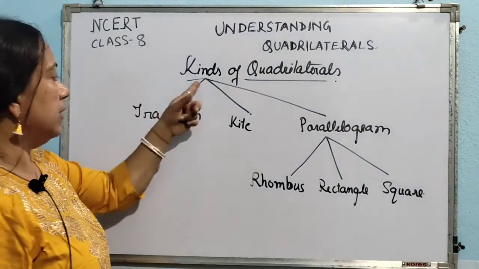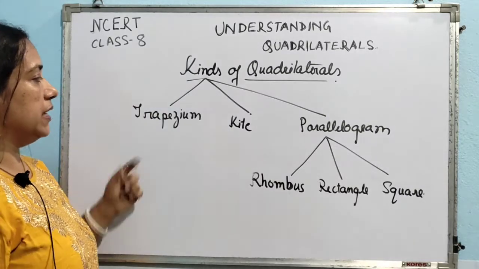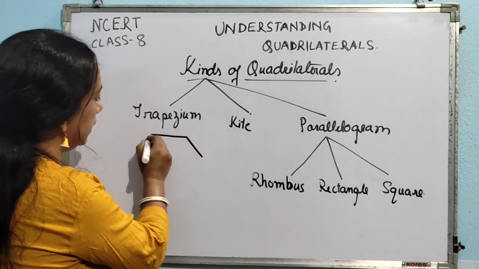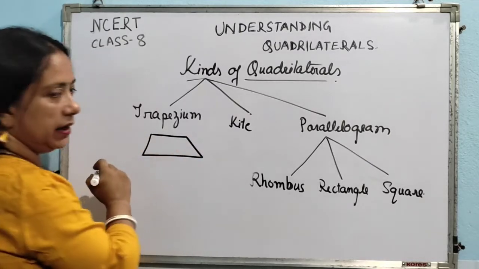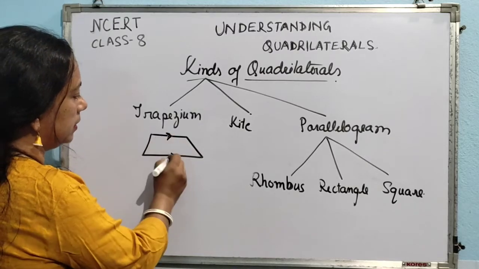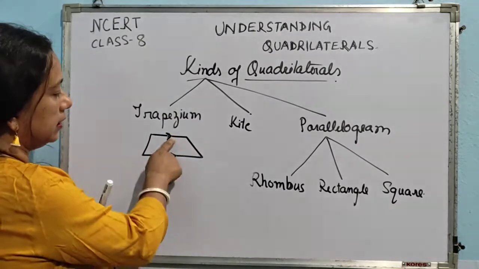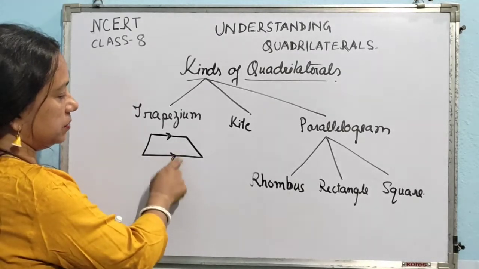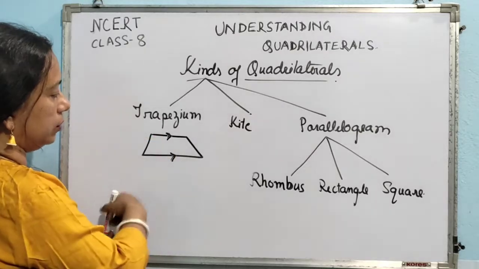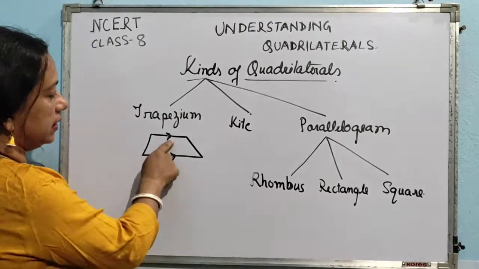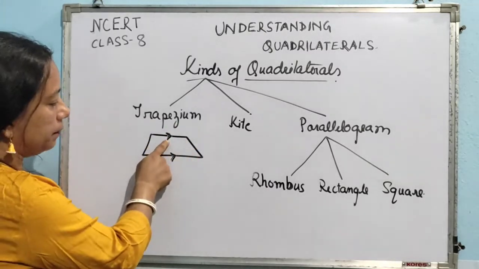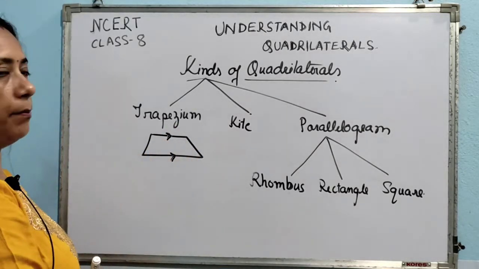See here, the first one is called trapezium. Now what is a trapezium? It is a quadrilateral in which one pair of opposite sides is parallel. This is the symbol which shows that these two line segments, these two sides, are parallel. This is the symbol of parallel. So in a trapezium, only one pair of opposite sides is parallel.